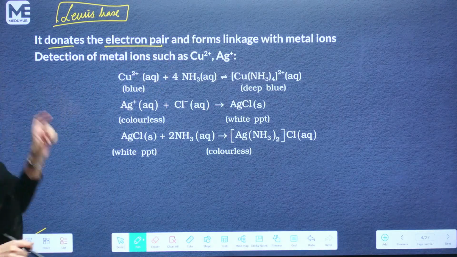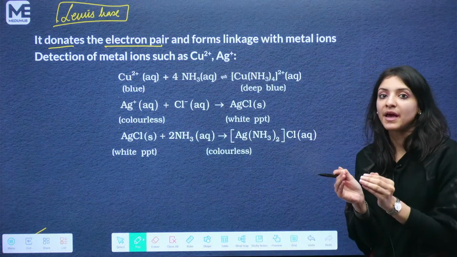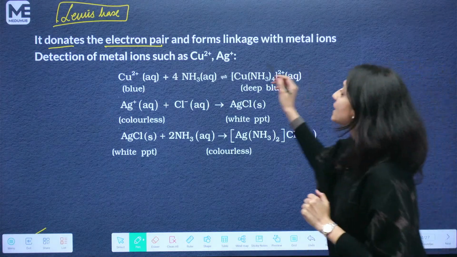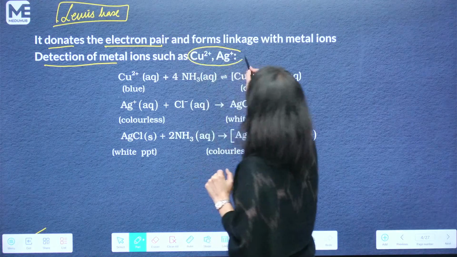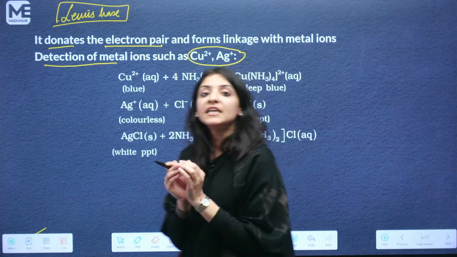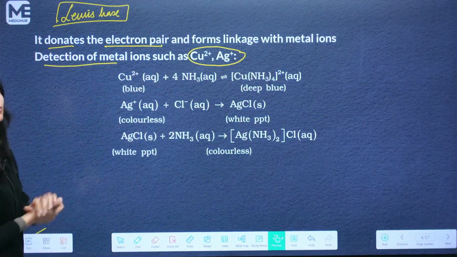So now this interesting property of ammonia, because of which it can donate its electron pair and form linkages with metal ions, helps in detection of metal ions like copper and silver. So Cu2+ and Ag+. So if we have a solution containing Cu2+ or Ag+, how do you detect that using ammonia?